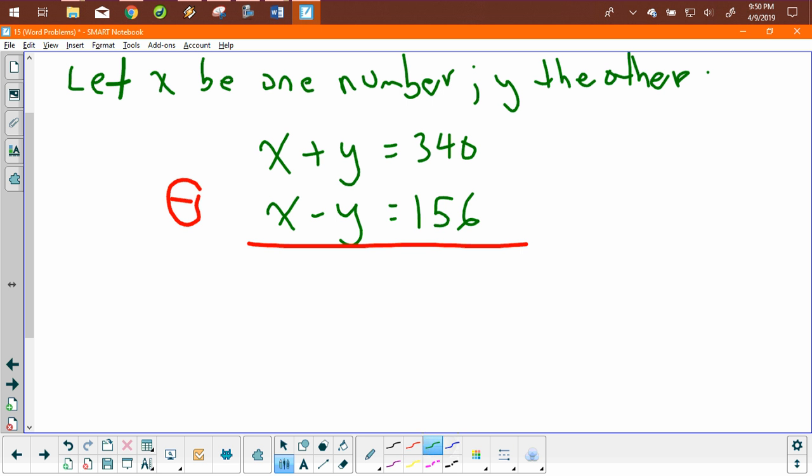When I subtract these two equations, x take away x is going to be 0, that's gone. y subtract negative y, that's 1 minus negative 1, so that's 2y. And 340 take away 156 is 184. Next step, 2y equals 184, and we want to divide that by 2. So y equals 92.